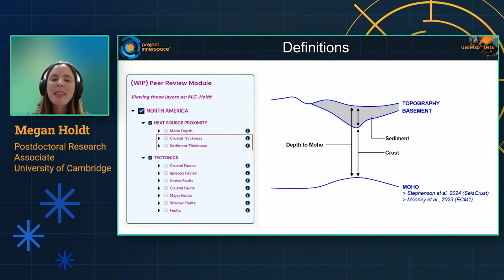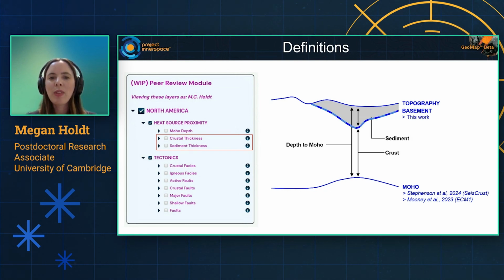So the question really is, out of this total depth to Moho, what proportion is sediment and what proportion is crust? And in the context of geothermal, understanding the difference between what is sediment and what is crust is really important, because they both have very different conductivities and will influence the heat flow in different ways. So if we go to the next slide.